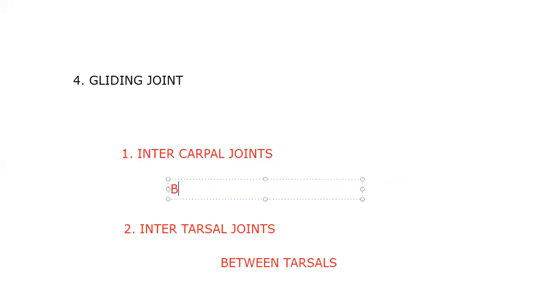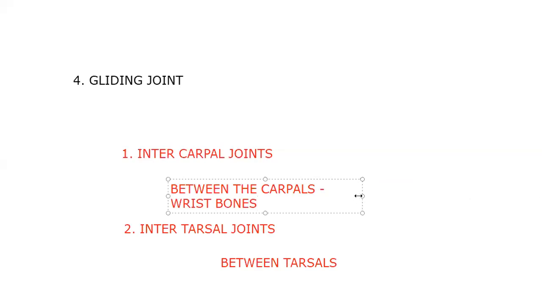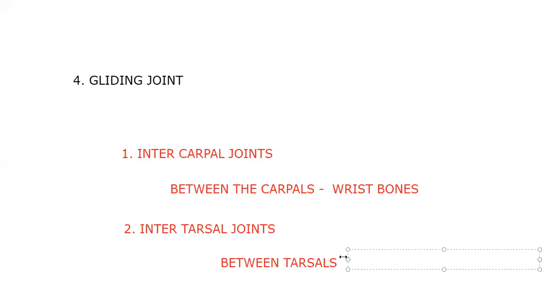Intercarpal joints. What you said, between the carpals. So what are carpals? The wrist bones are called carpals. Then in the same way, between tarsals. What are tarsals? Tarsals means the bones of the ankle, isn't it? Ankle bones. So that has to be remembered. They are called gliding joints.